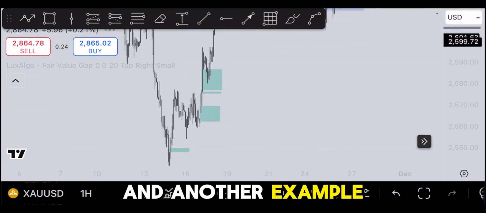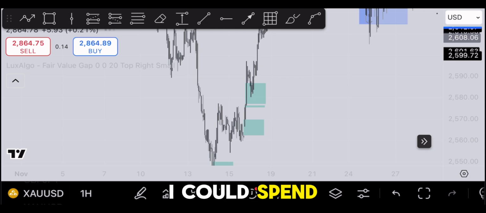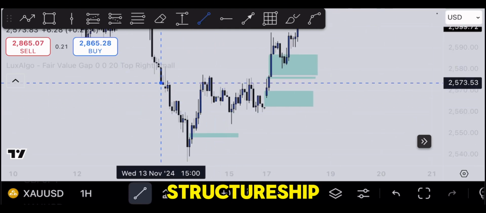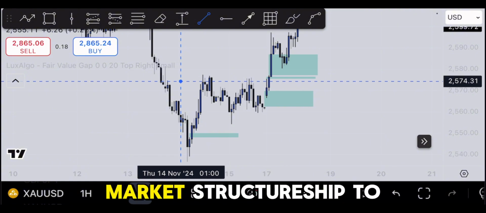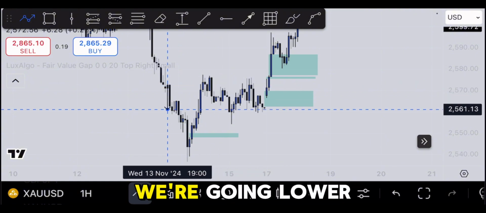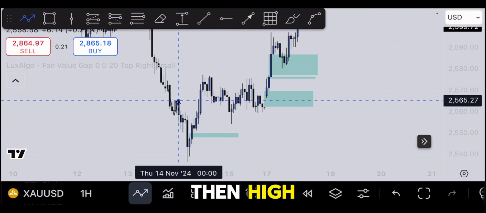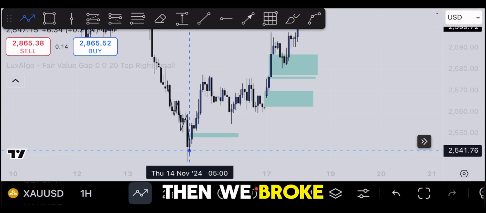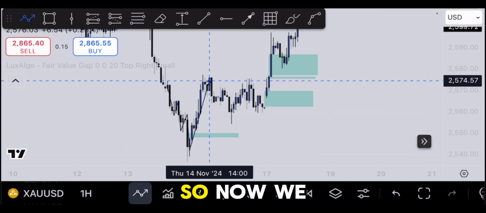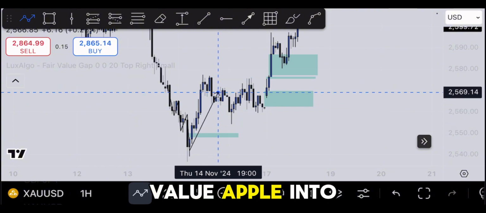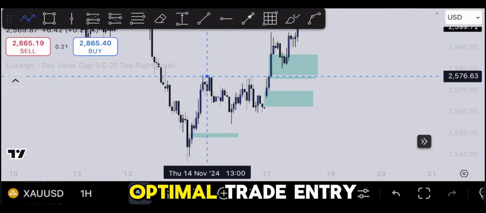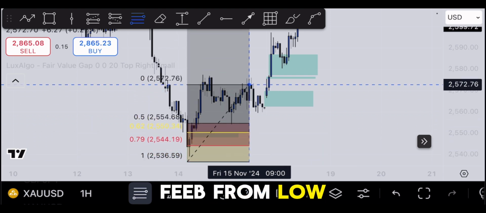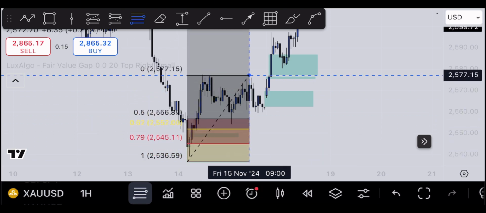And another example that I could just give you guys, I could spend the whole day giving you guys examples. With the market structure shift, we're going lower. So let me just explain the market structure shift to you guys more. We're going lower, then high, then low, then high, then low. Then we broke those lows going higher. So now we wait for retracement into a fair value gap or into our OTE, optimal trade entry. So that's when we draw our Fib from low to the high.